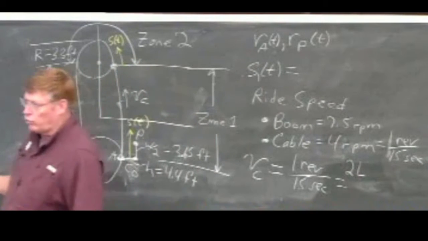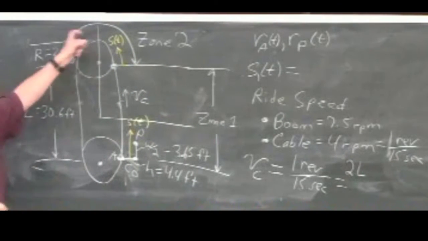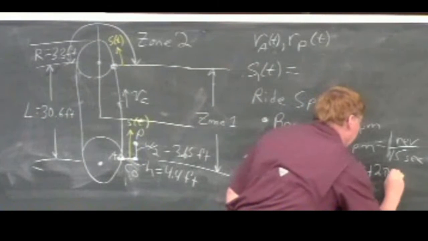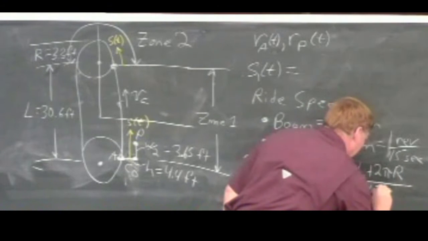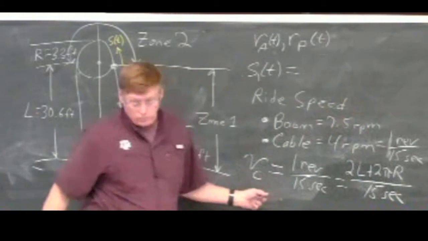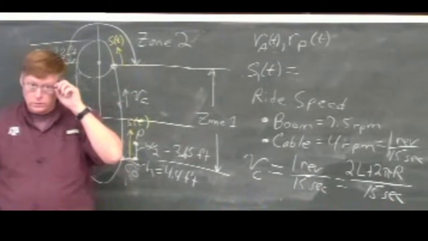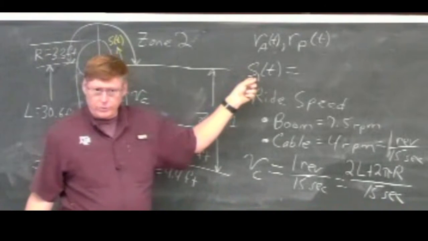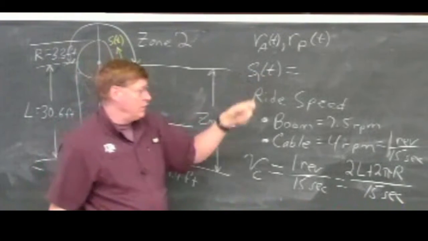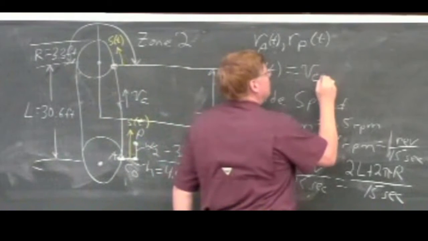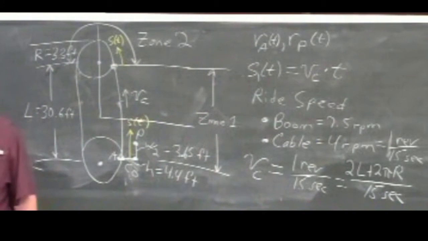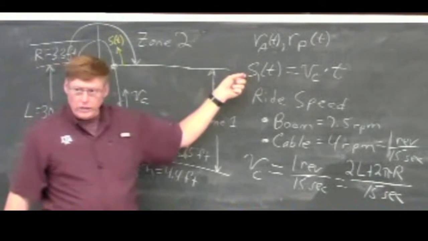You've got 2 links, and basically a circle, plus 2 pi r, okay? What will be 15 seconds? That is a constant velocity. So your distance traveled, we'll call it, as a function of time, is this velocity of the cable that you figure out times the time of the ride, okay? That takes care of zone 1.